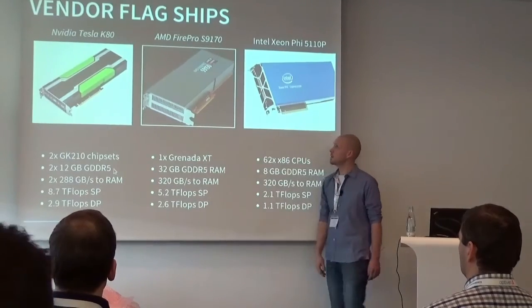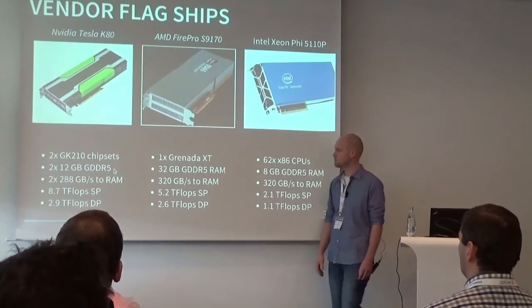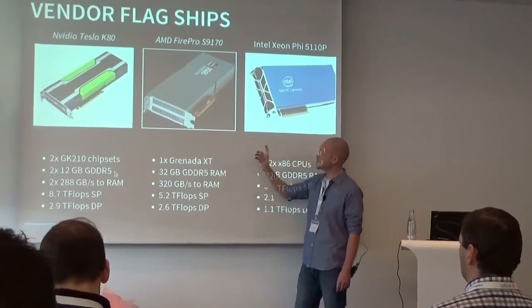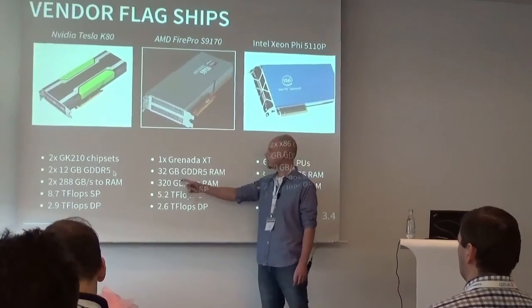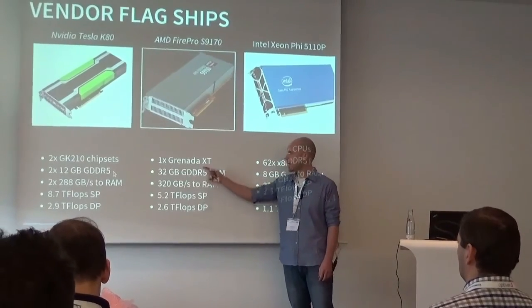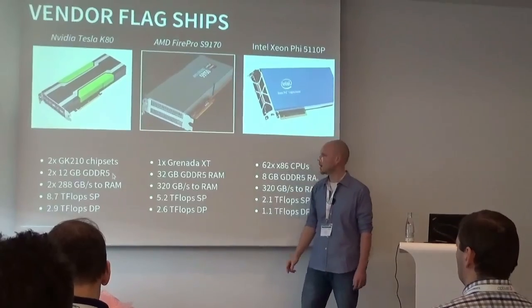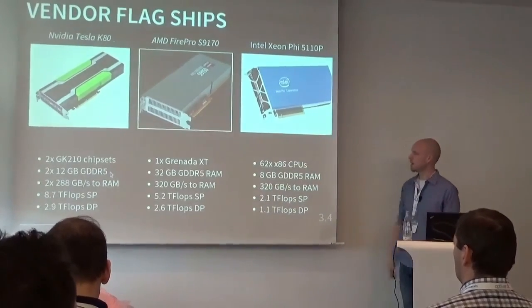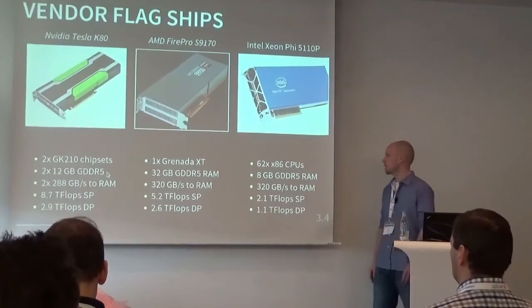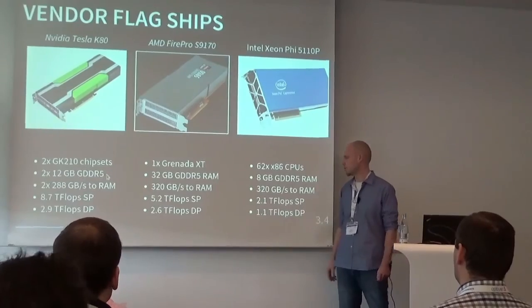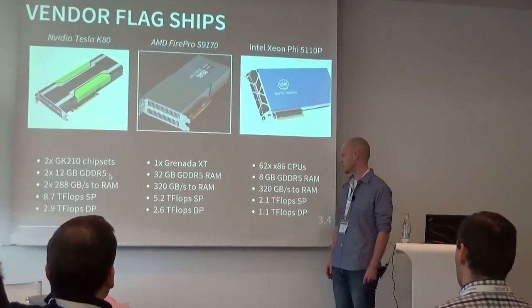Then the contender, AMD, with a fairly recent model that is not used as widely as NVIDIA, comes with a little bit more memory and also higher bandwidth. And take note, this is a single GPU, which can give you 5.2 teraflops. And then the Xeon Phi, a totally different architecture, with less memory, similar bandwidth, and only 2 teraflops.